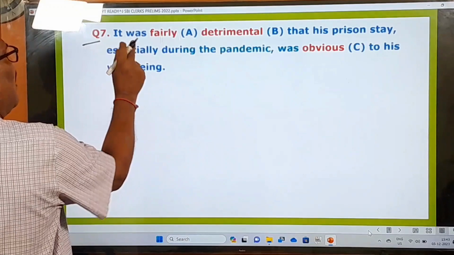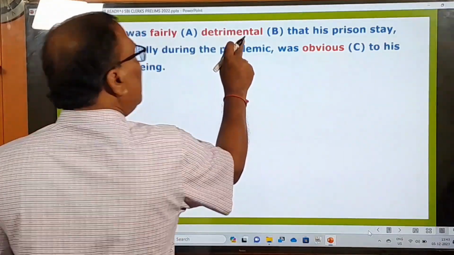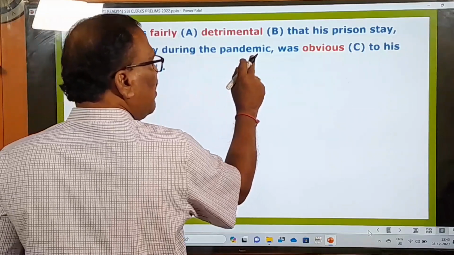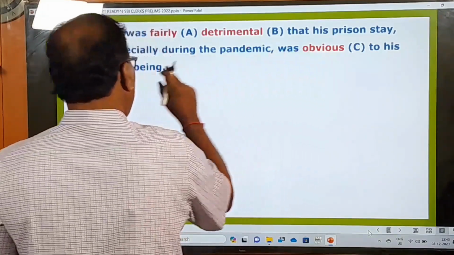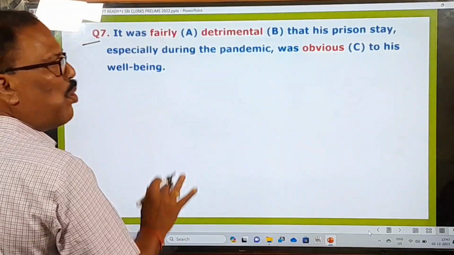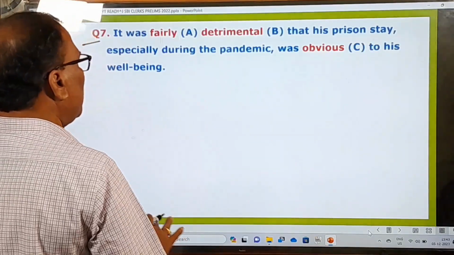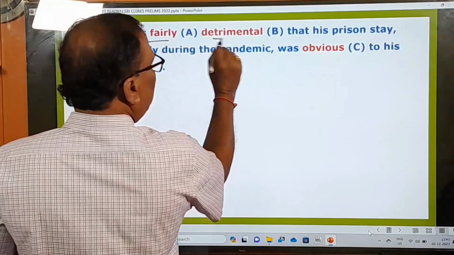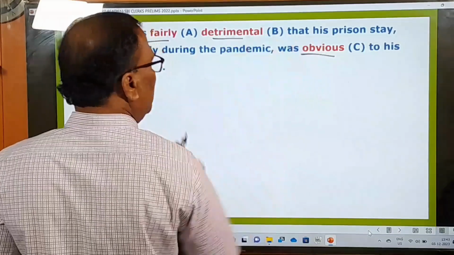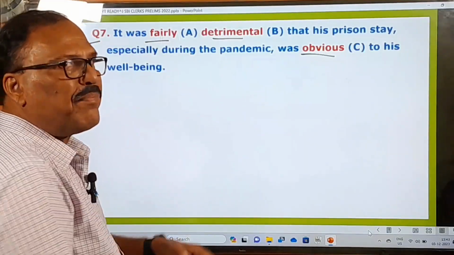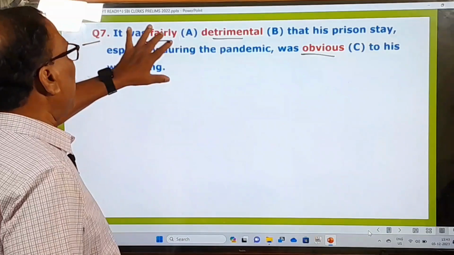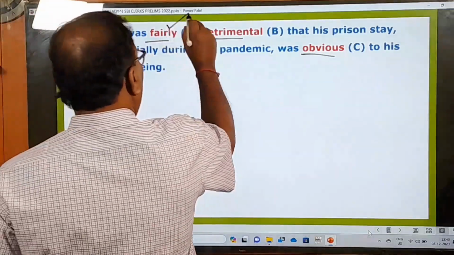Seventh question is there. It was fairly detrimental that his prison stay, especially during the pandemic, was obvious to his well-being. So here three words are given in bold. What are they? Fairly, detrimental, obvious. A, B, C. You have to keep them in an order because they are wrongly used here. So it was fairly, okay, this is right.